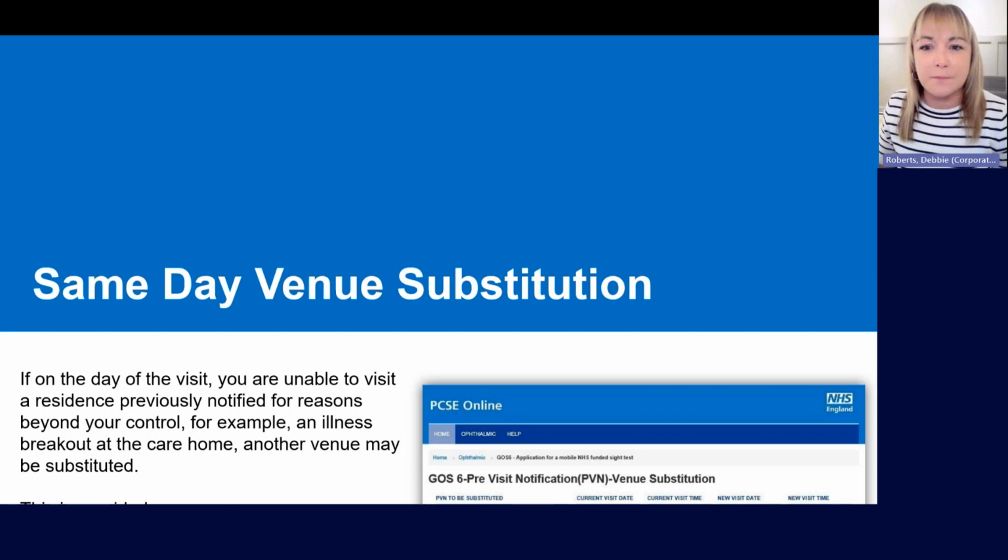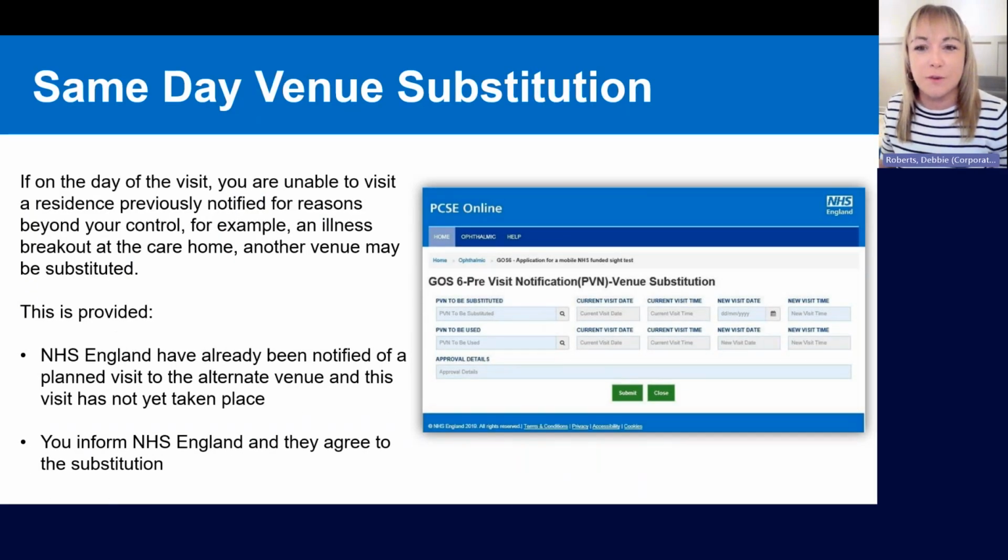Okay, so I'm now going to just go through same day additions, substitutions, and how we amend and cancel PVNs. So if you are notified that you can't attend an arranged venue on the day, say for example if an illness breaks out at a care home, then you will be able to arrange a same day venue substitution in PCSE Online. This is just so long as NHS England have already been notified of a planned visit to the alternate venue and the visit hasn't already taken place yet, and you inform NHS England and they agree to the substitution.